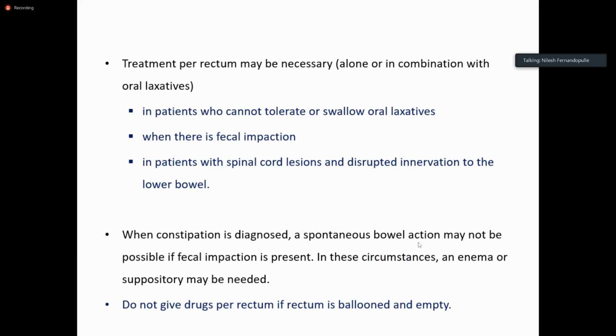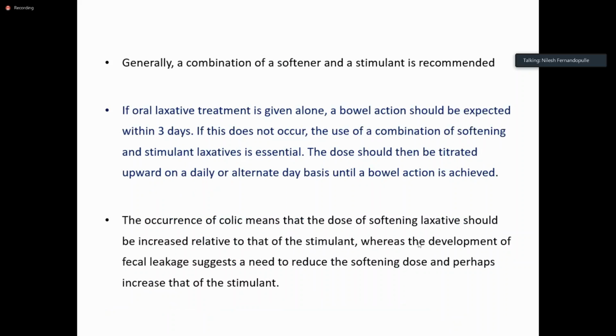Okay. And do not give drugs per rectum if you think the rectum is ballooned and empty. If the rectum is empty, there is no point in giving drugs rectally. Generally, most people will benefit from a combination of softeners and stimulants. Okay, I'll touch on that again. Rather than giving one thing, if you combine laxatives, they're actually much more useful.